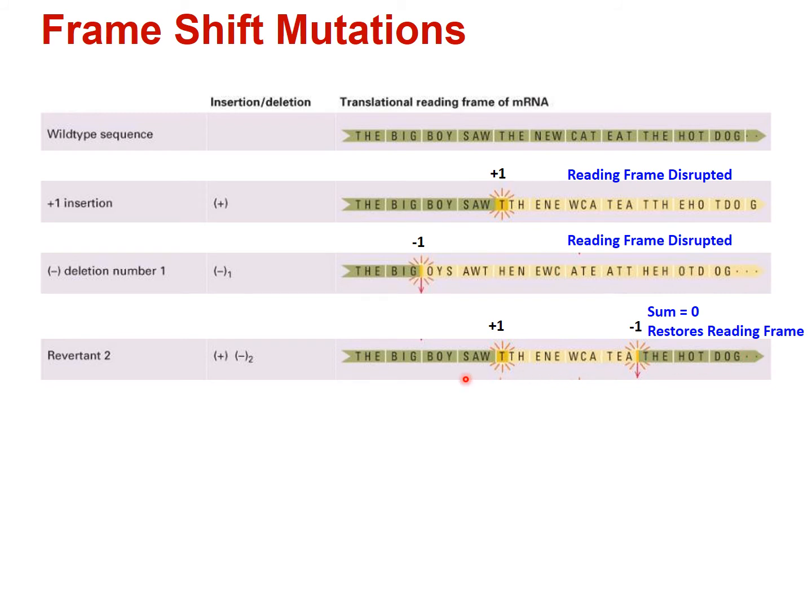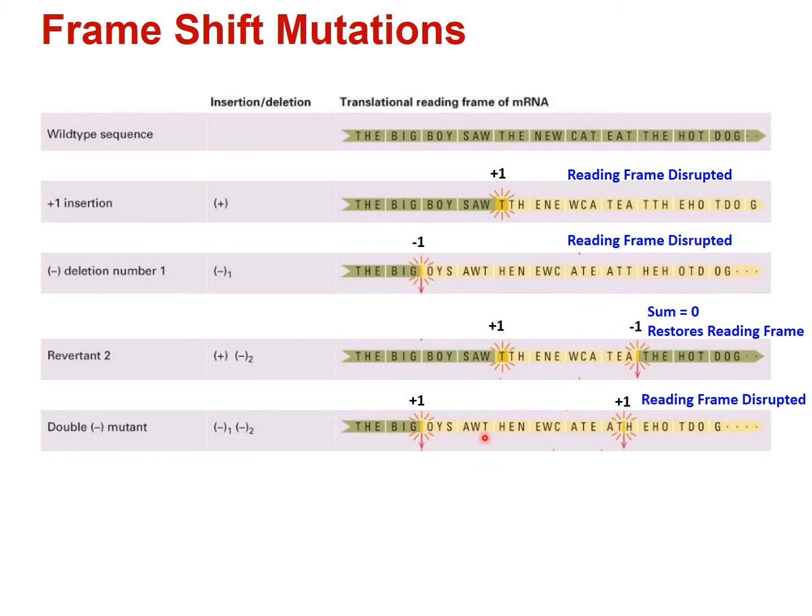restored. So the protein, if this was a protein, this would be fine for this portion. There'd be something wrong in the middle, and then you would have the correct sequence afterwards. And depending on the length of this and the nature of this, it could be really bad, or sometimes it has very little effect. But this is called a revertant. The original mutation gets sort of canceled by a secondary mutation.